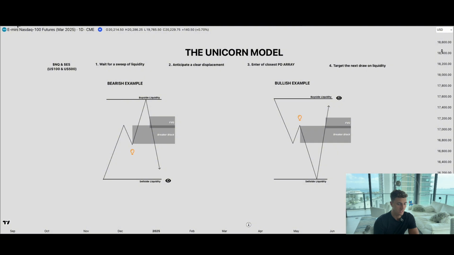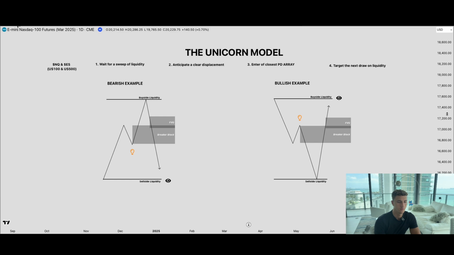Number three, this is very important. You want to enter off the closest PD array. What do I mean by that? If the breaker block is closer and it's the first point of entry compared to the fair value gap, then that is the PD array that you're going to be entering from. I've drawn out 2 examples here. In the first example, the breaker block is the first point of entry, hence you'll be entering straight away as soon as price retraces into this area. In the second example, the fair value gap is the first point of entry, hence you'll be entering off this PD array instead of the breaker block.